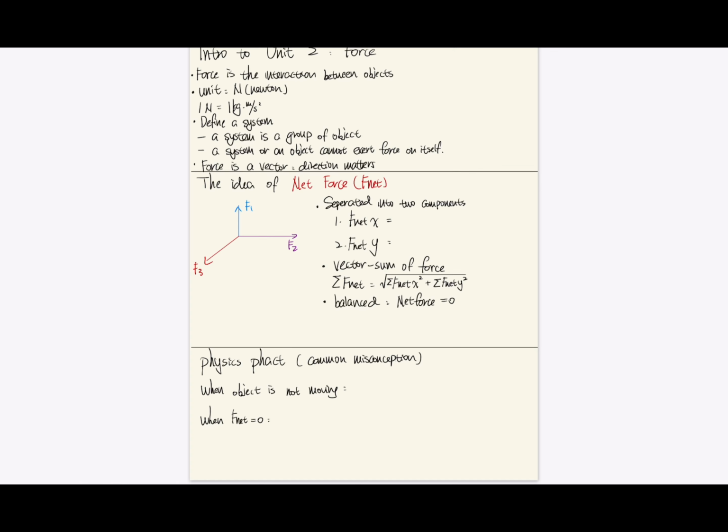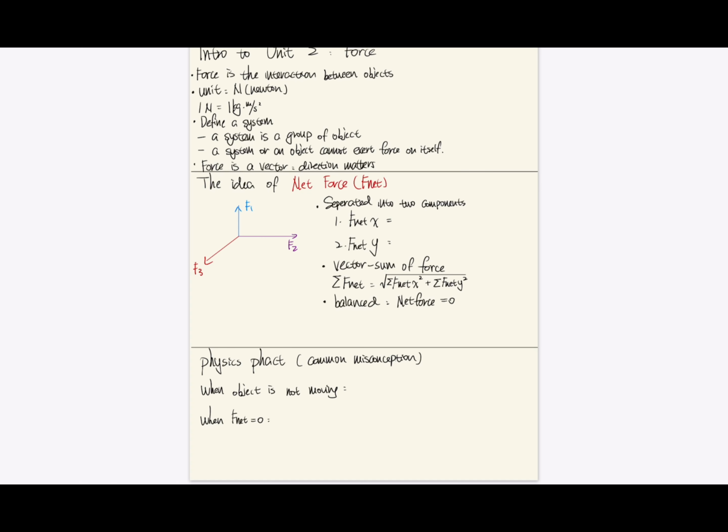When we consider a target of a force, it's usually acting on a system. A system is a group of objects, and a system or an object cannot exert force on itself. For example, if you're standing on an elevator and you consider you and the elevator as a system, then the force you act on the elevator and the elevator acts on you is actually called the internal force. So there's no net force on the system. Force is a vector, so it has both magnitude and direction.